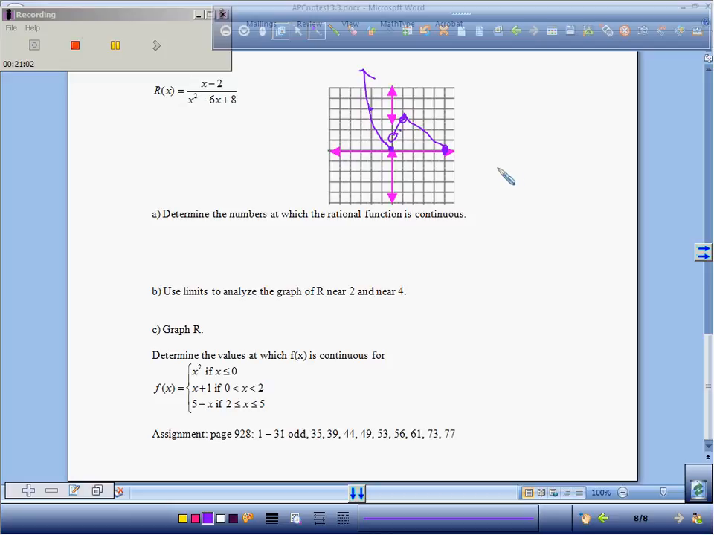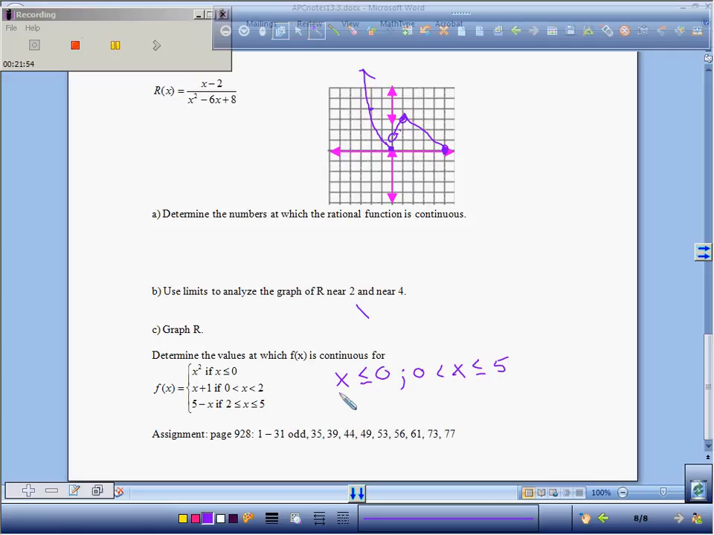So that's kind of a funky function, but it says determine the values at which it's continuous. Well, is it continuous at x equals 0? No. So you could say that it's continuous to the left of 0. It's continuous where x is less than or equal to 0. And then it's continuous from where to where? x is bigger than 0 and less than or equal to, what's this number? 5. Okay?